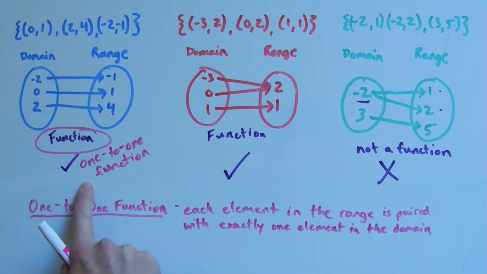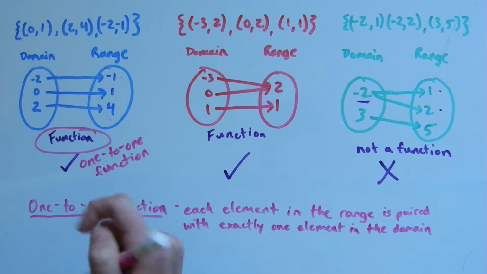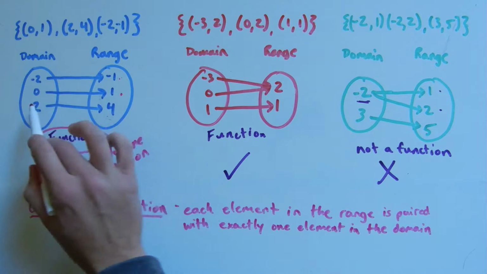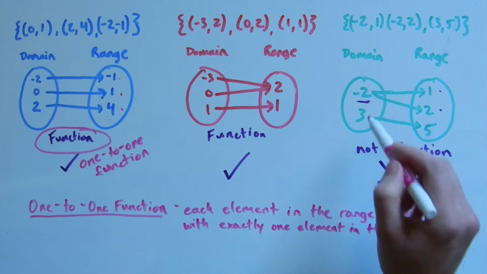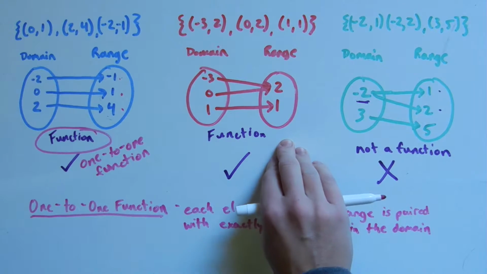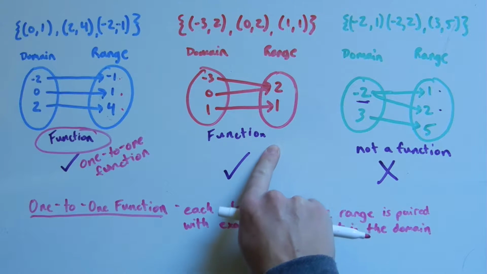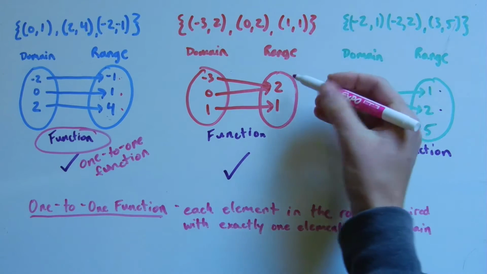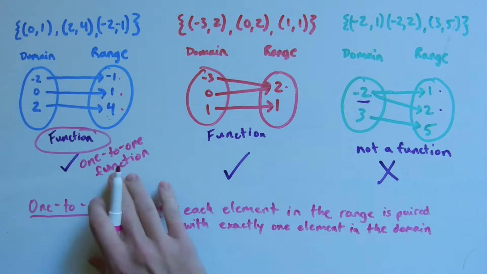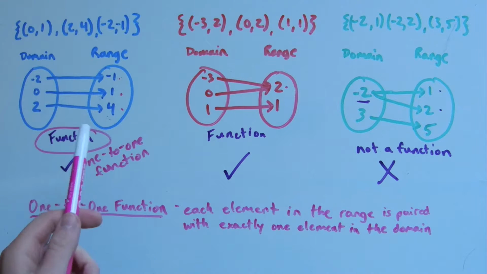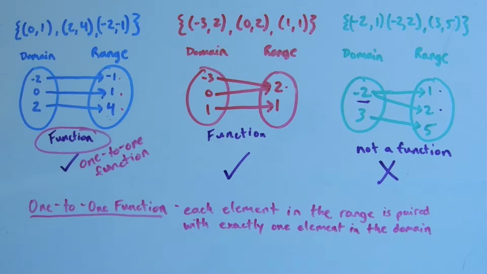This first example is a one-to-one function because you can see each x goes to one single y value. This is not a function at all, so we can't even consider this to be a one-to-one function. This middle function is not a one-to-one function because we have two x values mapped to the same y value. One-to-one, each value is distinct. Now let's move on to looking at not just ordered pairs as functions, but equations as functions.